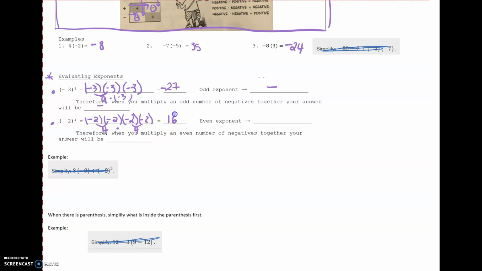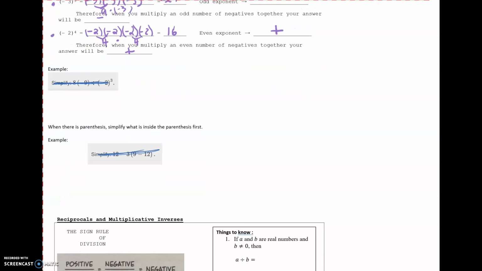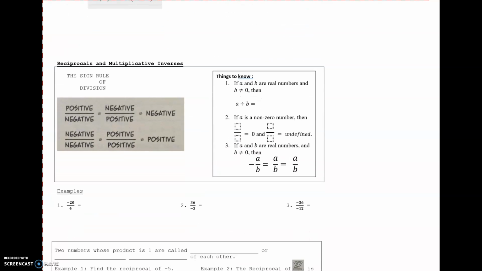And it's going to end up being positive. So if I have an even exponent of a negative base, you're going to end up with a positive answer. So those are kind of like the big rules that we're talking about here. And that's really all we have for multiplication. When it comes to division, really we're looking at some very, very similar things.